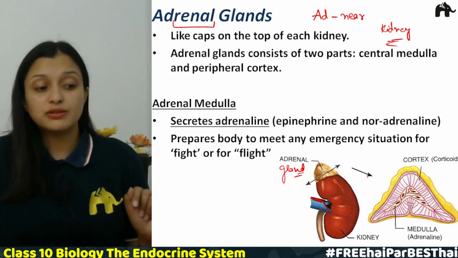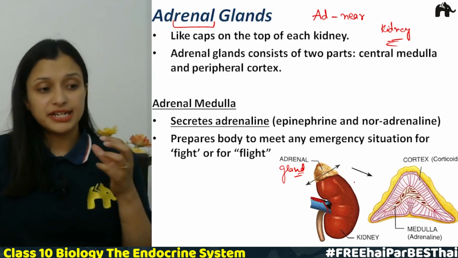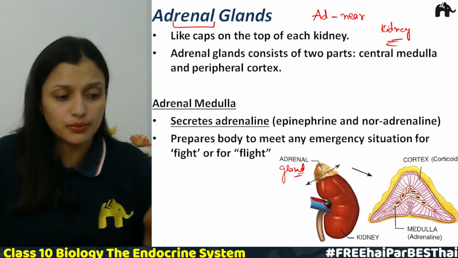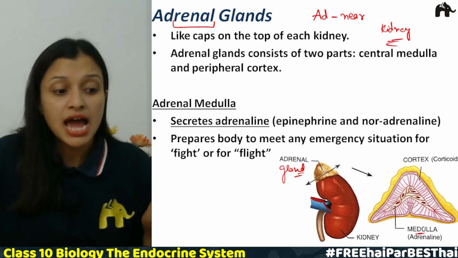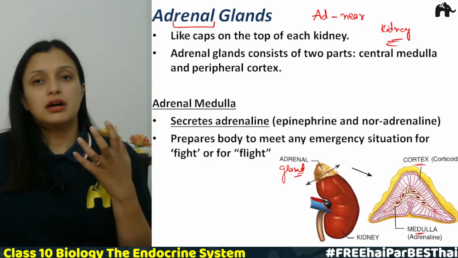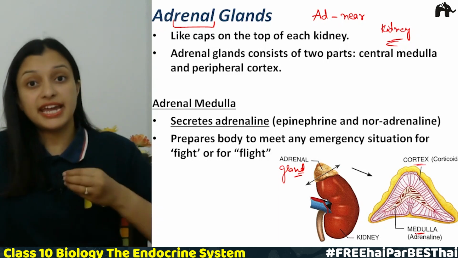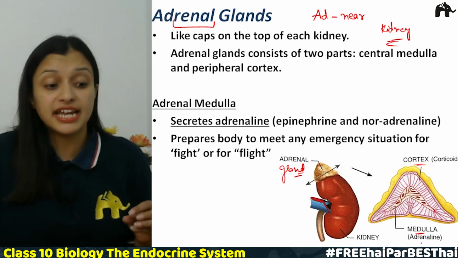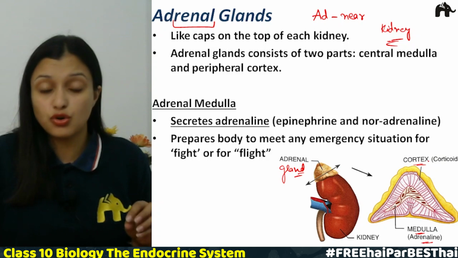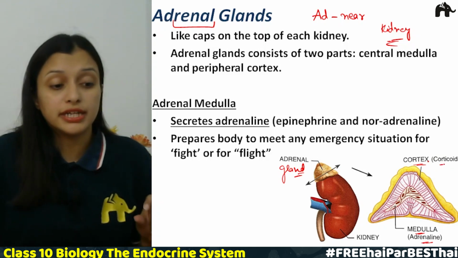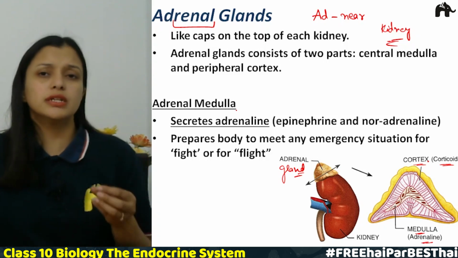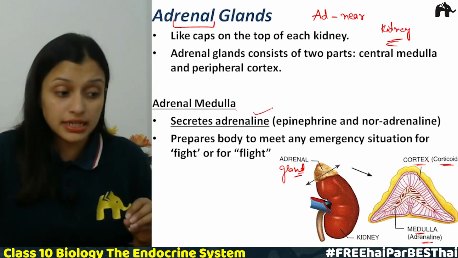If you talk about the adrenal gland, it consists of 2 parts. So there are 2 regions. The inner one is called the medulla, and the outer one is called the cortex. The adrenal medulla secretes adrenaline, whereas the cortex region, the adrenal cortex, secretes corticoids, right? So let us first talk about the adrenal medulla. The adrenal medulla secretes the adrenaline hormone.